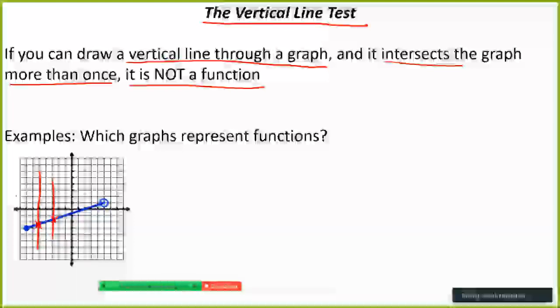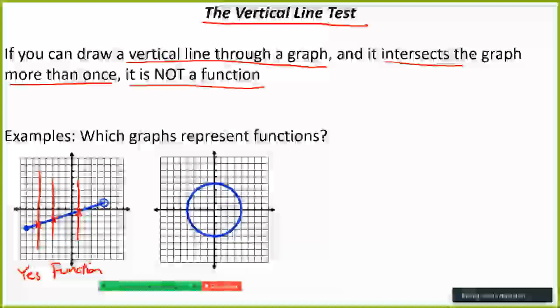And you can see that if you dragged your vertical line from left to right, it's only going to hit this picture one time everywhere, right? It's not like hitting it more than once. So this is a function because it's passing the vertical line test. So I'll say yes, function.